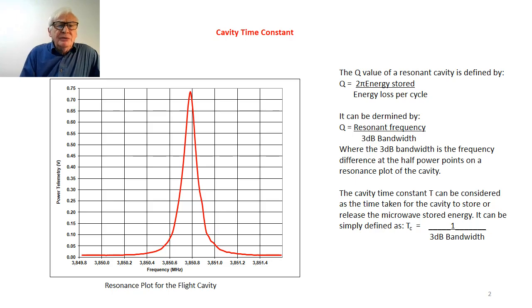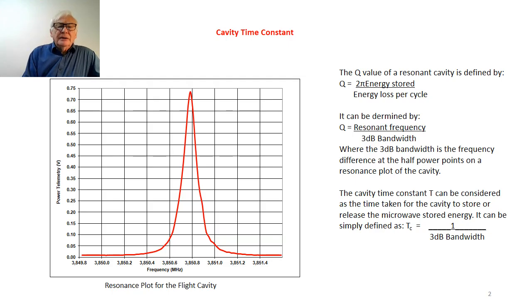So you can see as you move across the frequency range, as you approach the resonance frequency of the flight cavity, which is 3,851 megahertz, the power inside the cavity reaches a peak. And the value of this peak depends on the Q of the cavity. And we can define the Q of the cavity as 2 pi times the energy stored over the energy lost per cycle. And you can measure the Q from this actual resonance plot.